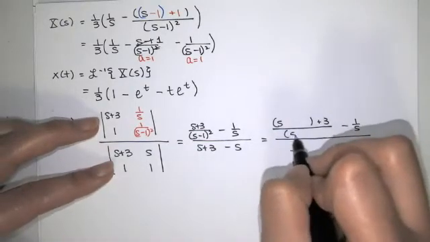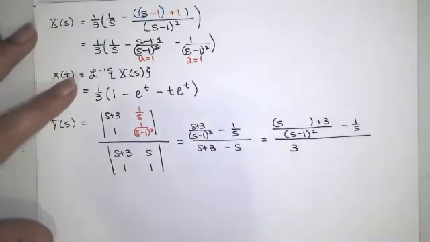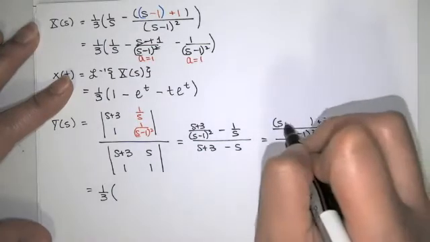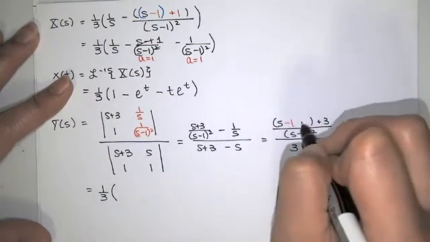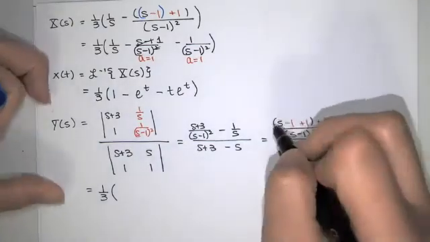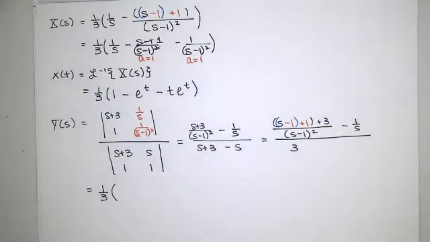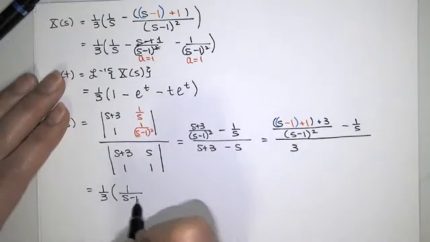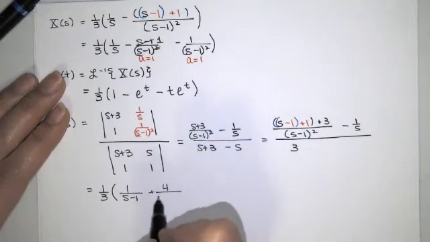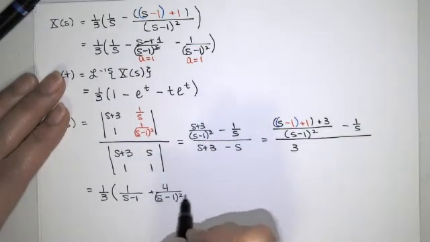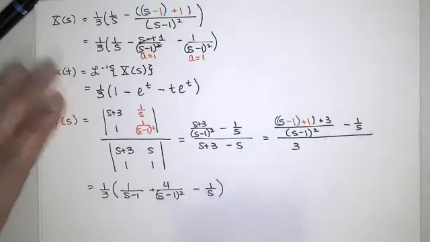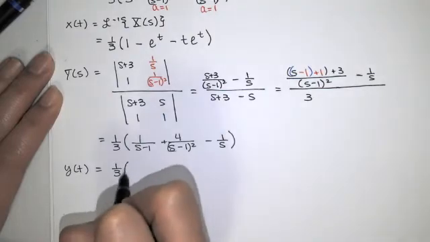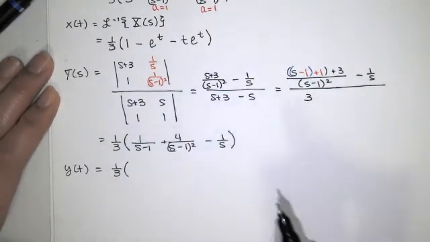So I've got an s minus 1 squared in the denominator here. I think I'll factor out that 1/3. So I want that to be an s minus 1. So I make that an s minus 1 and I add 1 to compensate. And so we've got this now. So we'll have s minus 1 over s minus 1 squared. That's just going to be 1 over s minus 1 plus 4 over s minus 1 quantity squared minus 1 over s times the 1/3. So y of t is equal to 1/3 times the inverse transform of each of these pieces.